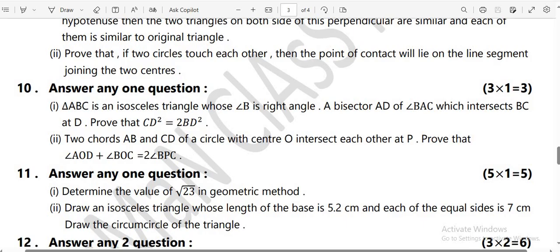Question number 2. Draw an isosceles triangle whose base length is 5.2 cm and each of the equal sides is 7 cm. Draw the circumcircle of the triangle.